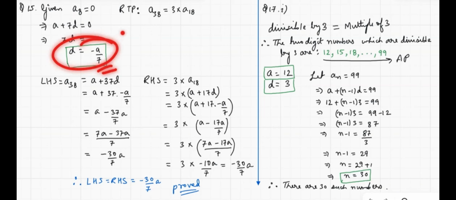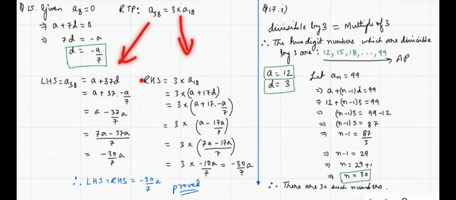Now we will use this value of D equal to minus A by 7 in the RHS and LHS both and try to get a constant value. So here A38 is equal to A plus 37 times D. Replacing D by minus A by 7, we have A minus 37A by 7. Taking LCM, we have 7A minus 37A by 7, which is minus 30 by 7 times A.